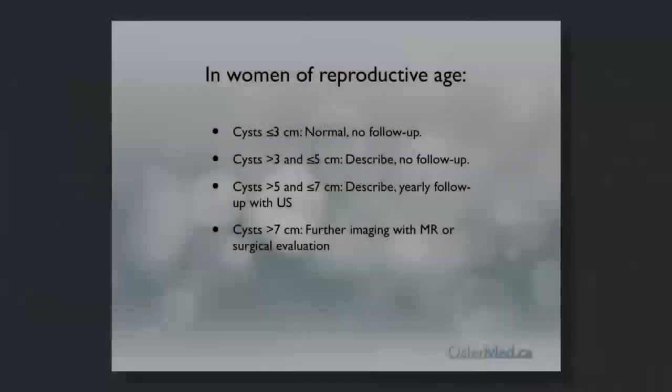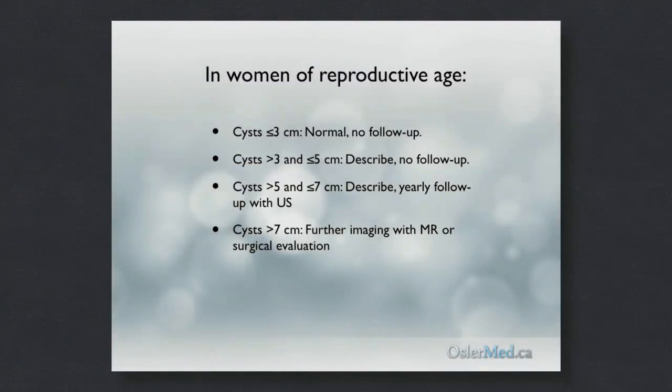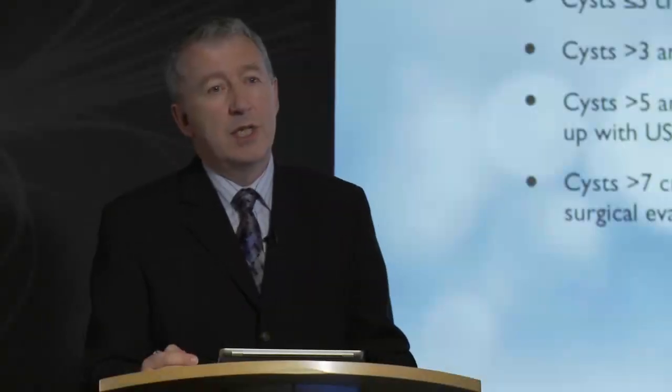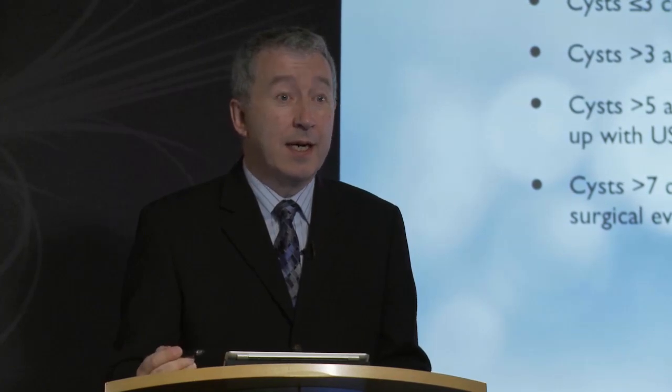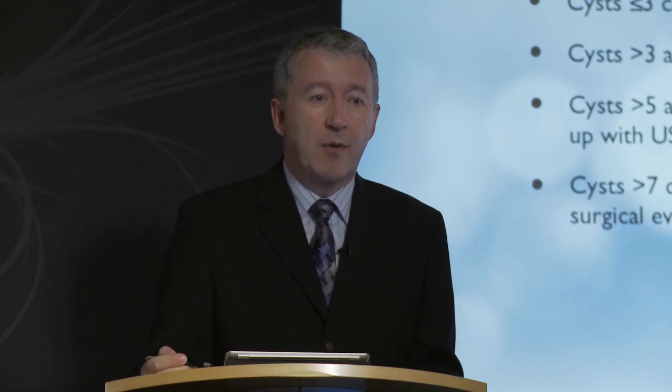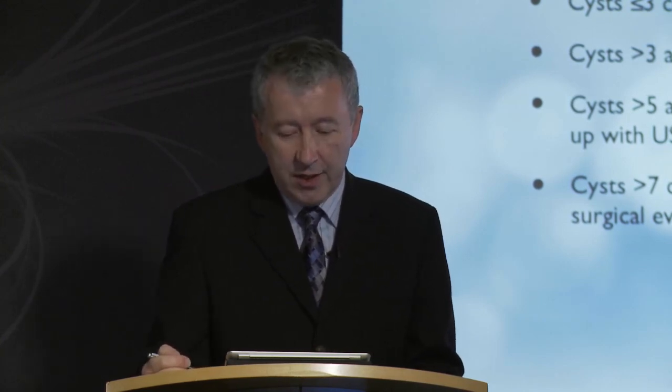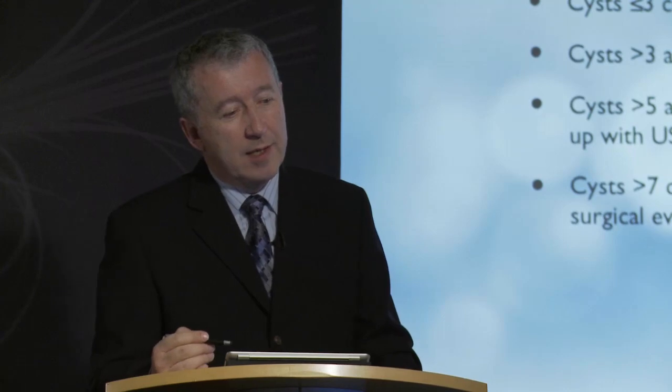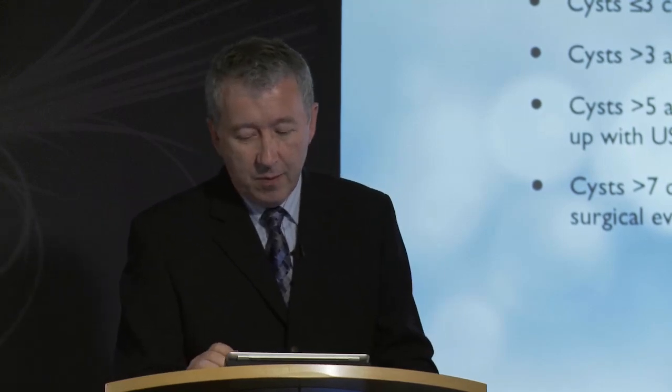If the cyst is greater than 5 centimeters and less than or equal to 7 centimeters, describe the cyst and recommend a yearly follow-up. And if greater than 7 centimeters, the society suggests further imaging with MRI, because once a cyst reaches that size, it may be very difficult to interrogate the entire cyst wall with endovaginal ultrasound, so small wall irregularity or mural nodularity could be overlooked. Remember, these are simple cysts in the asymptomatic woman.